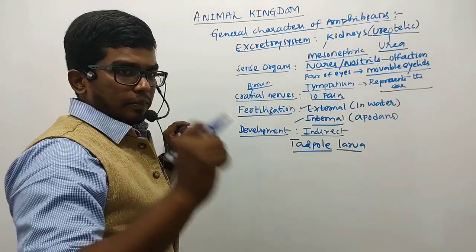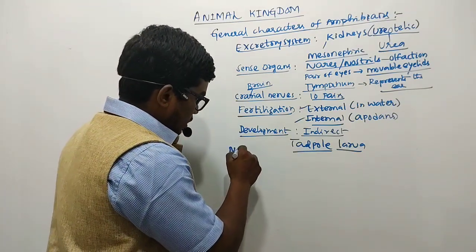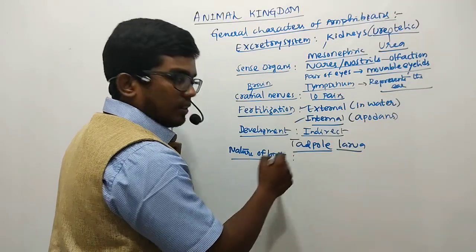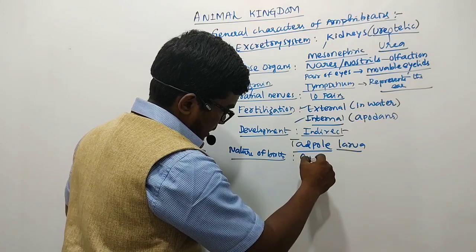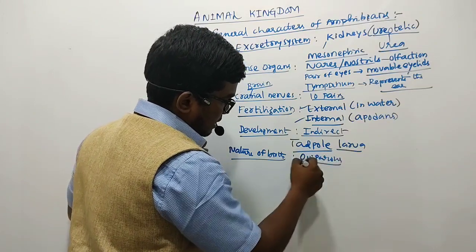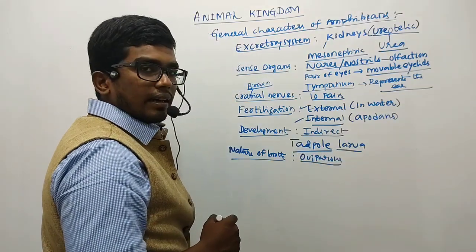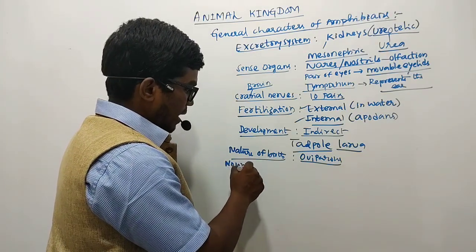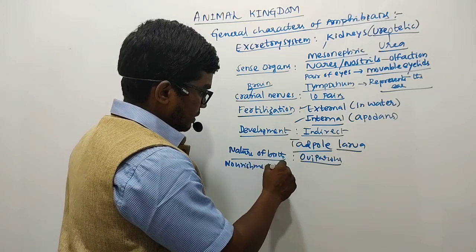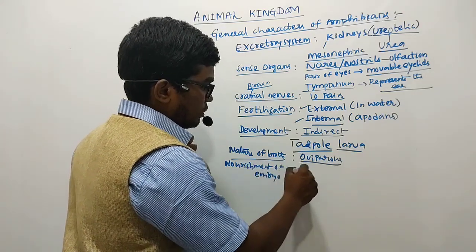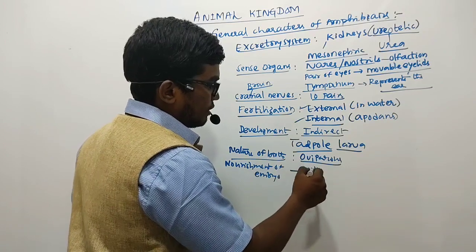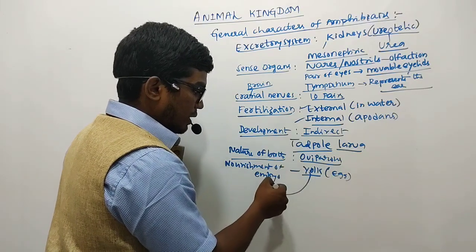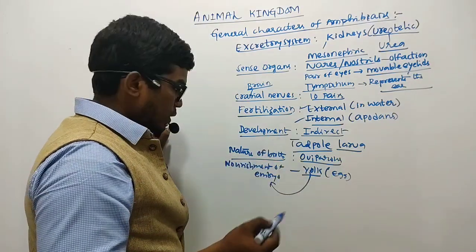Next, coming to the nature of birth. Here, they are oviparous animals. That means they are egg-laying animals. Then the nourishment of the embryo is provided by the yolk. The yolk, which is present within the egg, provides the nutrition for the developing embryo.